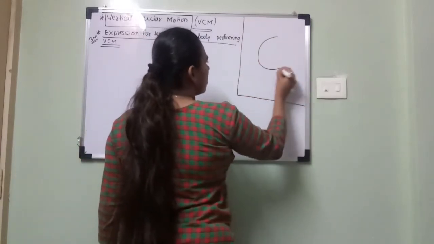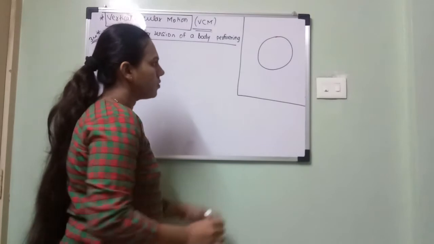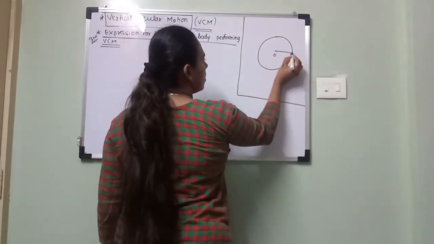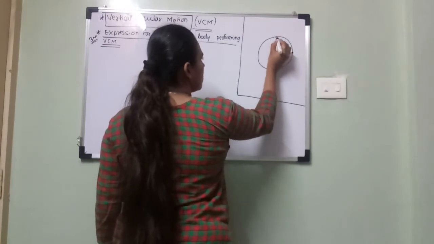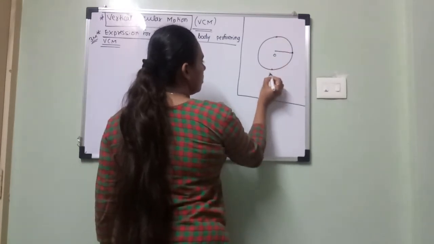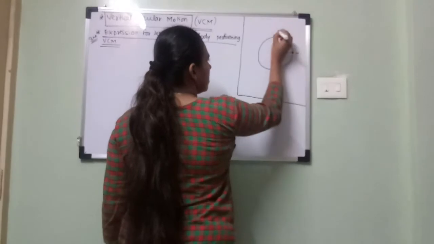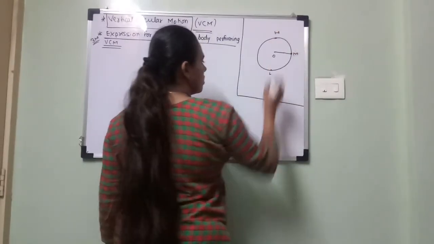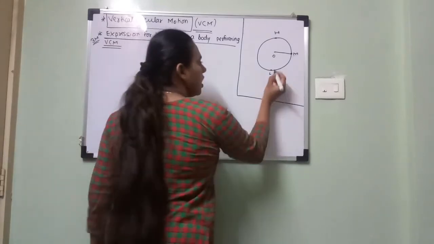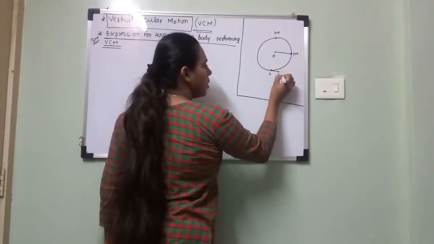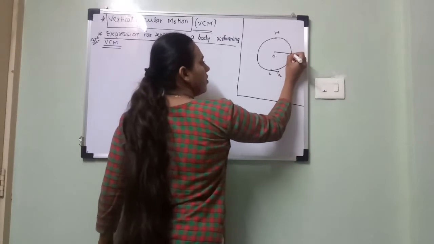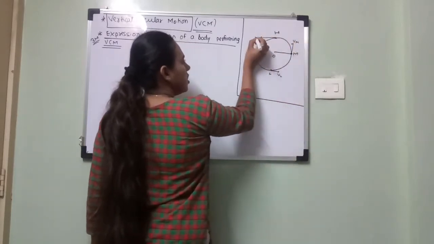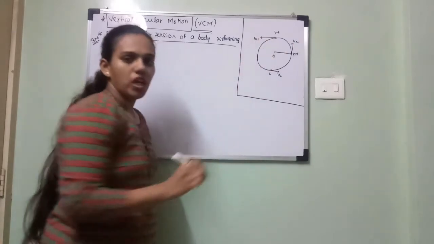Suppose this is a circle. Now this is center O. We will consider three positions, as I have just told you. This is lowest, this is midway, and this is highest position. The velocity at lowest position is denoted by VL. The linear velocity at midway position is denoted by Vm. The velocity at highest position is denoted by Vh.